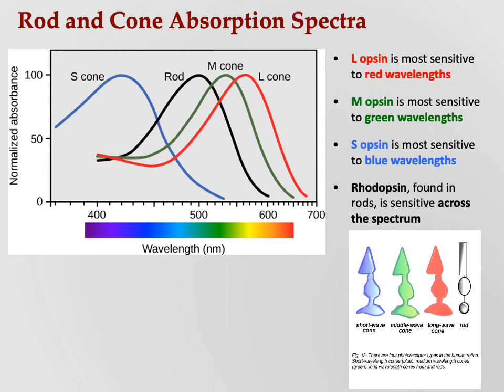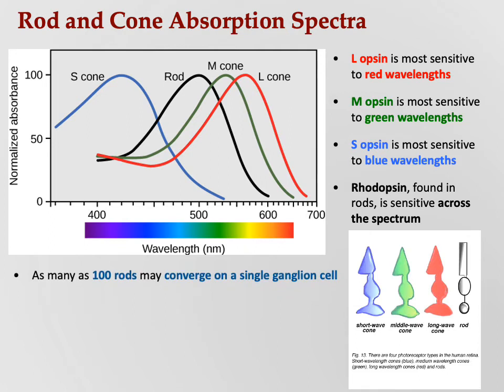So again, rhodopsin found in the rods, sensitive across the entire spectrum. But when there's a lot of light available, you're able to use your cones. Cones don't work in dim light. Rods do. If there's sufficient light available, then you will have your cones responding, and each one responds to its own special narrow band of wavelength. And you're going to put all three of those together to get information about color.